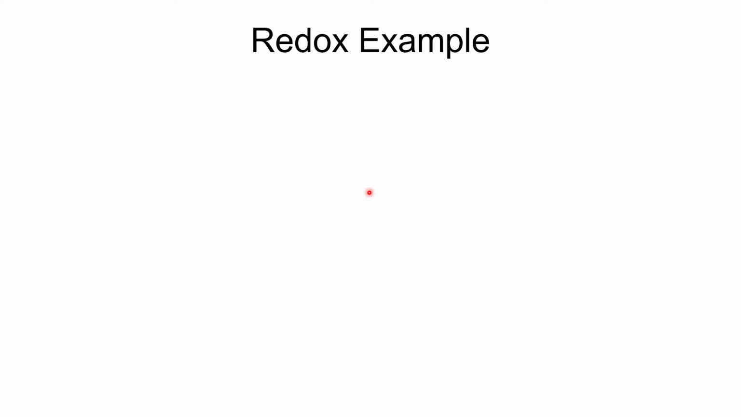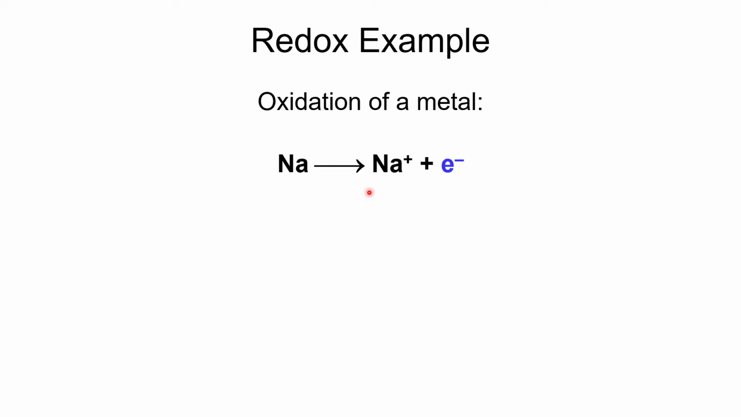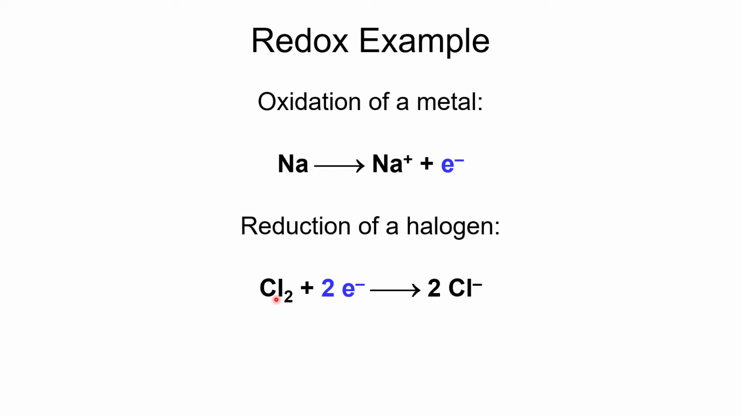So let's look at a redox. Again, redox is just short for oxidation reduction. A metal can get oxidized, for example, sodium can get oxidized to form sodium plus 1, so it has lost an electron. Chlorine gas has an oxidation state of 0, and it can gain electrons to become chloride. So that is an oxidation reduction example.